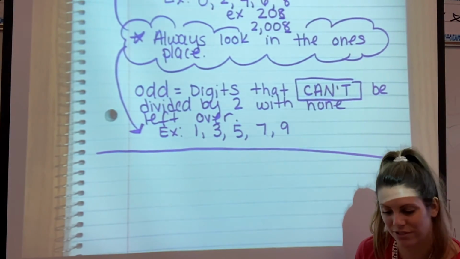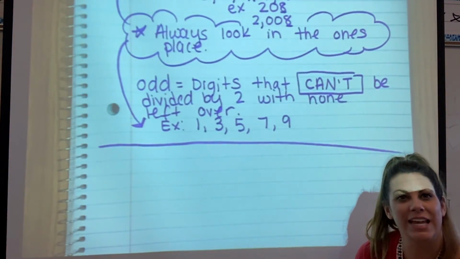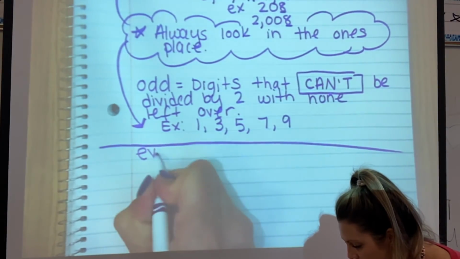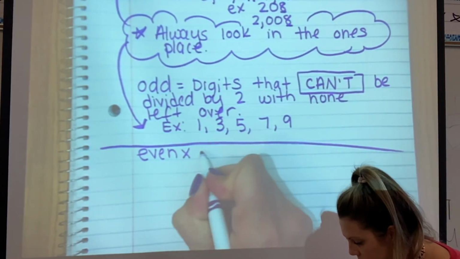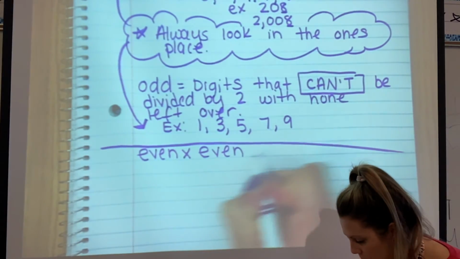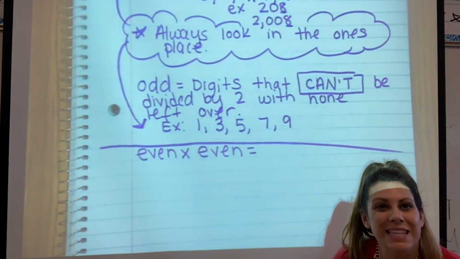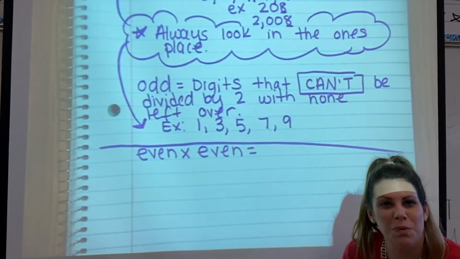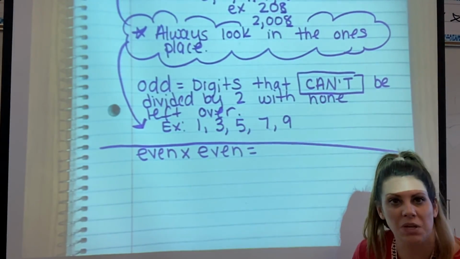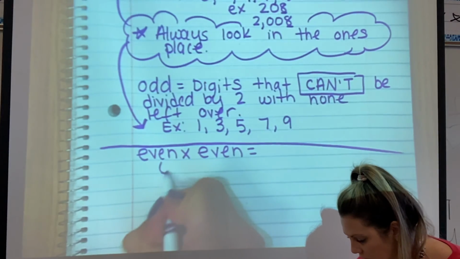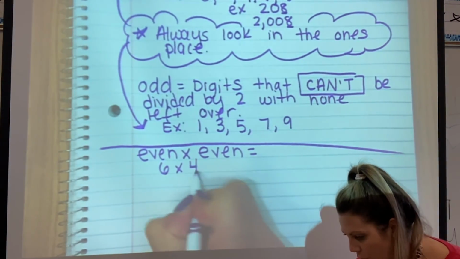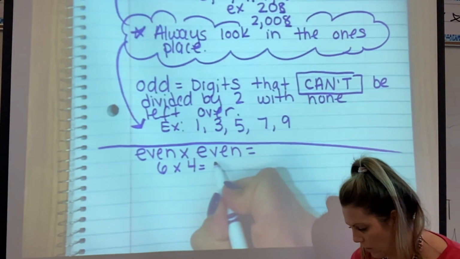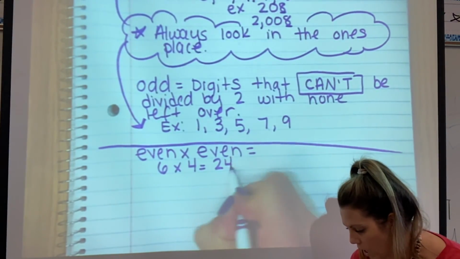So what if I take 2 even numbers? So what if I do an even number times an even number? What's the answer going to be? Do you think it's going to be even, or do you think it's going to be odd? Well, let's pick two even numbers. What if we did 6 times 4? What does 6 times 4 equal? And you should be yelling 24.